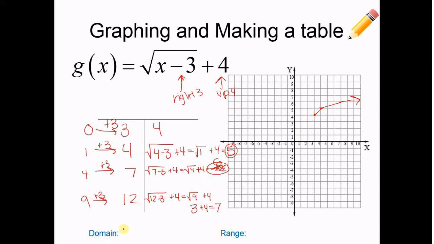Domain now. Let's take whatever is under the square root and set it greater than or equal to 0. Add 3. I get x is greater than or equal to 3. Your range, though, what's the highest or lowest y value you were able to use? 4. So y must be greater than or equal to 4.